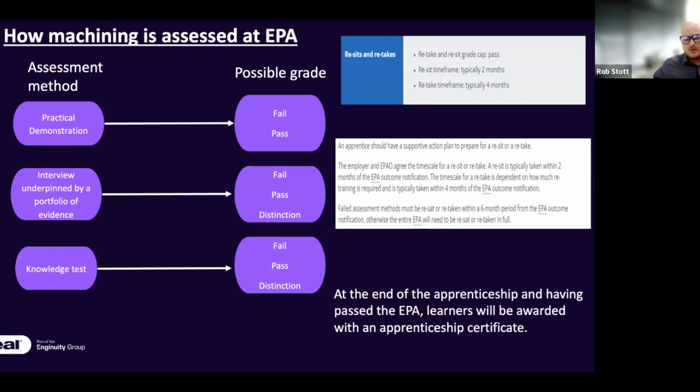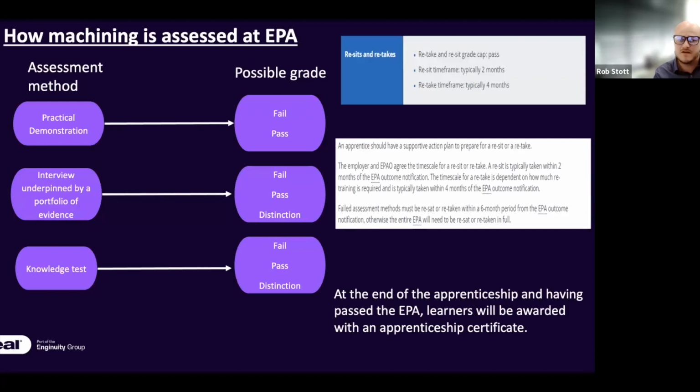If a learner was to fail one of these components, then there is an opportunity for a learner to either resit or retake. Let's just talk about what that actually means. If someone is resitting, that's where they failed a module and it's deemed that the learner should have some supportive action in place before they can redo that particular module. Typical time frames, you're looking at about 2 months for that resit. Now, if a learner fails a component and it's deemed that there needs to be some significant training before they can resit that component, then that would be a retake, and the typical duration would be 4 months.